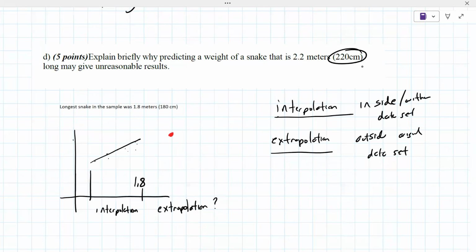In this problem, 1.8 is there and 2.2 is here. So it's outside of what they're looking for. The teacher wants to see one of these words and then outside.